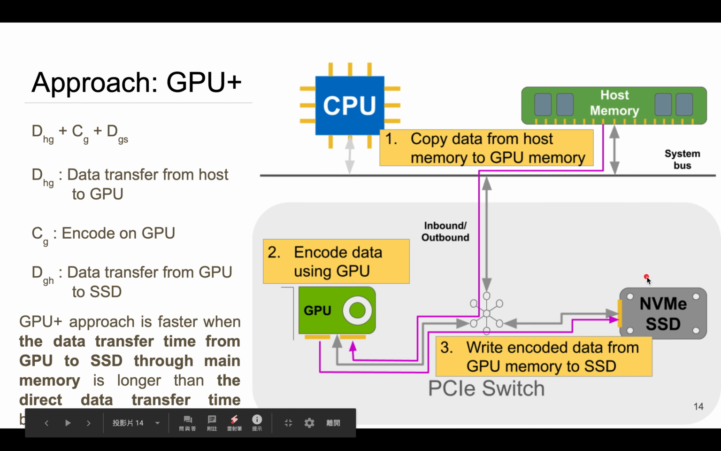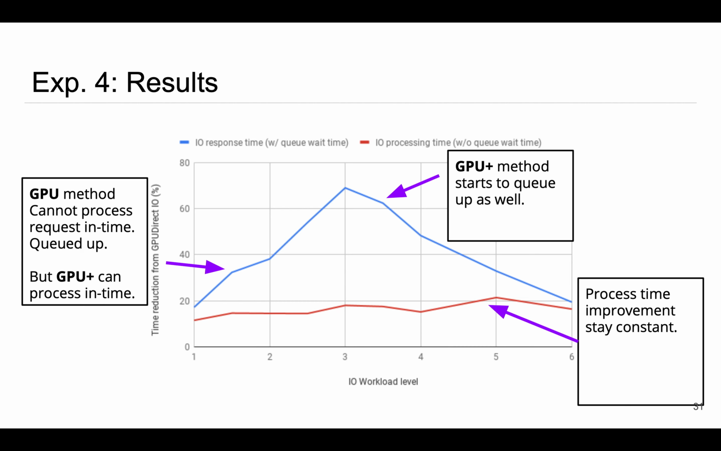Let's first look at the red line, the process time improvement. This line shows the latency improvement we can get purely from the GPU Plus approach compared to the GPU approach without any queuing effects. The time saved stays pretty much the same, around 20%. The blue line, however, is the response time improvement. It starts to grow when the workload gets heavier. This means our approach is getting more beneficial.